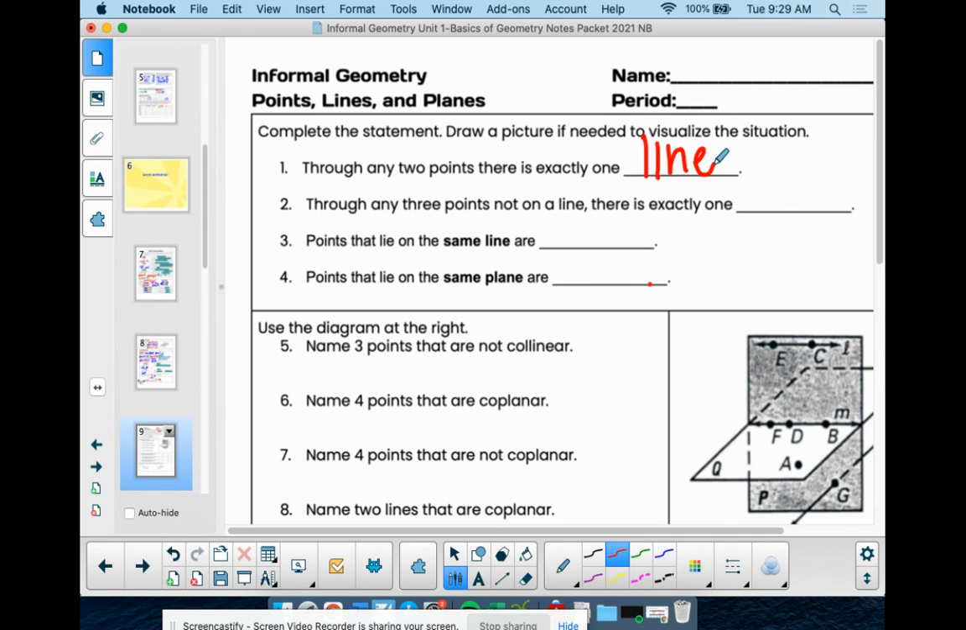Through any 3 points not on a line, there's exactly 1. What do you guys think? Point, line, or plane? Through any 3 points. Plane. Thank you.